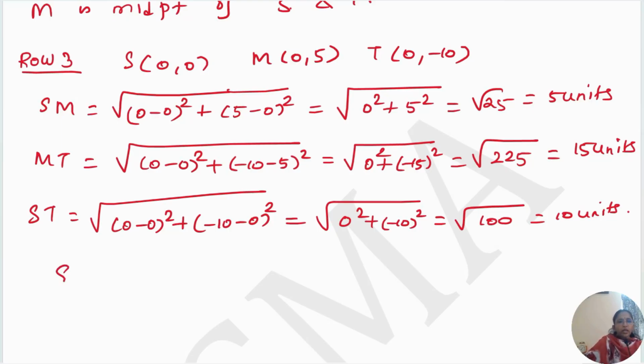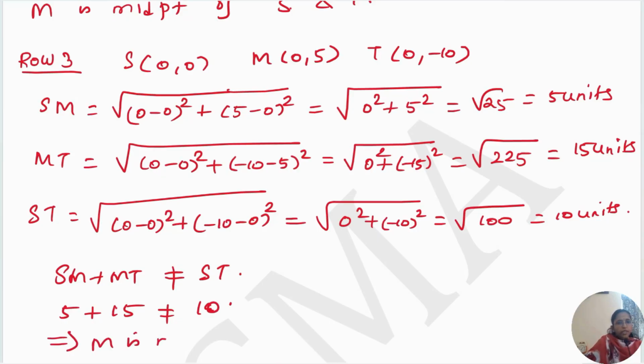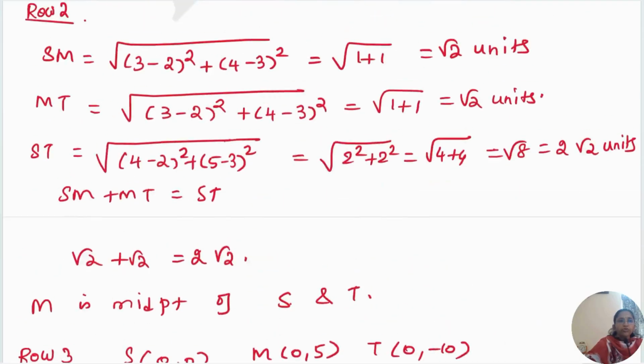So now here SM plus MT is not equal to ST. That is 5 plus 15 is not equal to 10. So you can conclude your answer as M is not the midpoint of S and T. Now coming to row 4.